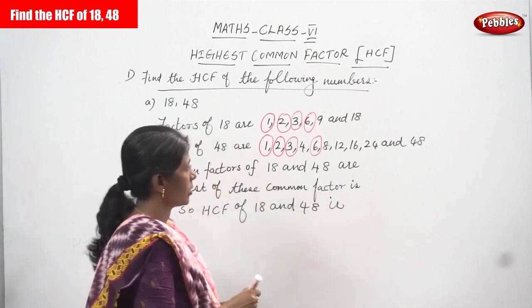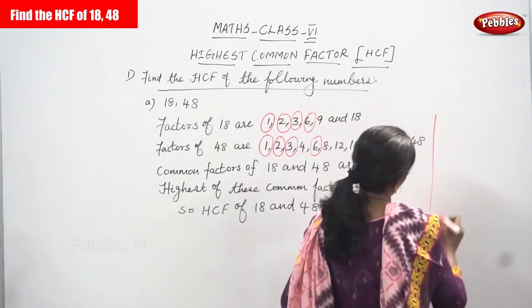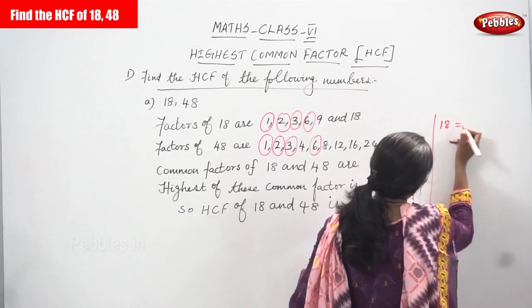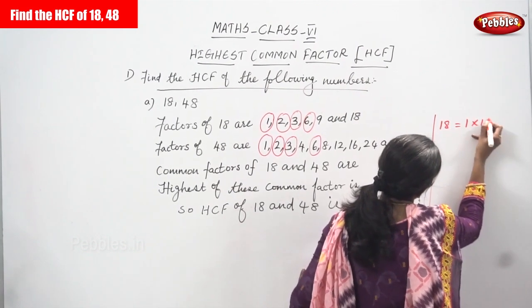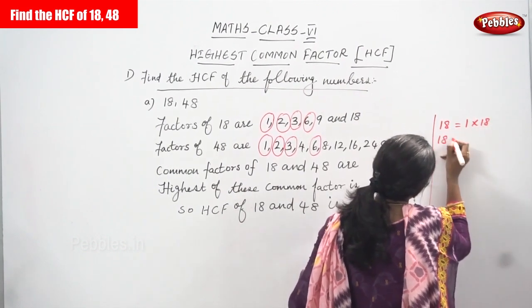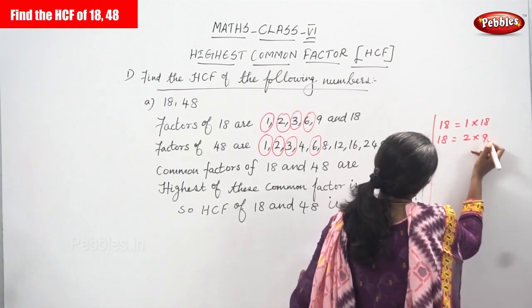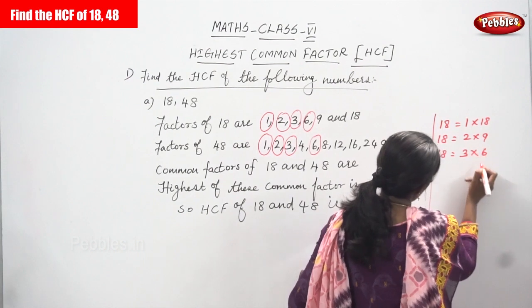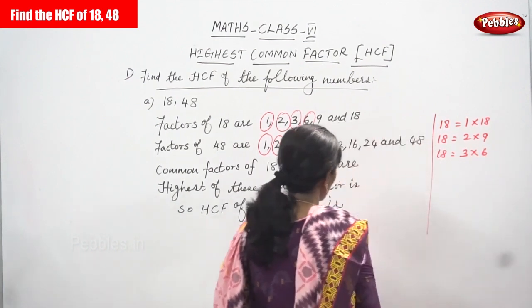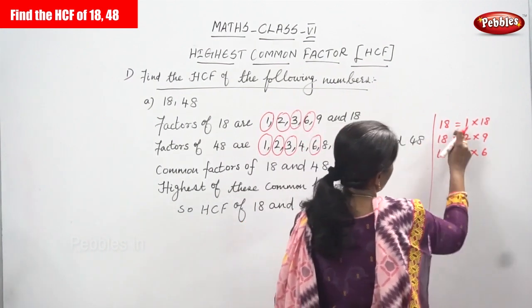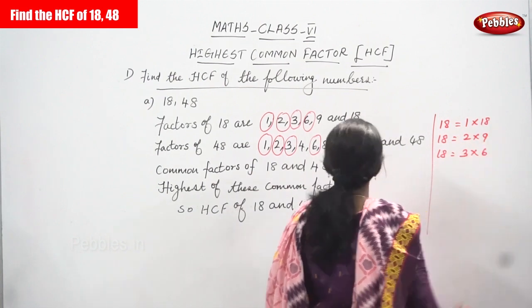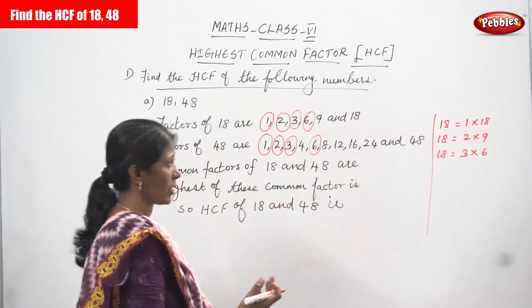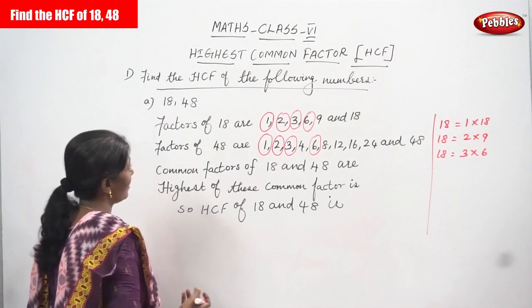That means what are the possible divisors or possible factors? 18 is nothing but 1 into 18. Next, 18 is 2 into 9, and again 18 is nothing but 3 into 6. 3 into 6 you can get 18. So 1, 2, 3, 6, 9, 18. These are the possible divisors and also the possible factors of 18.